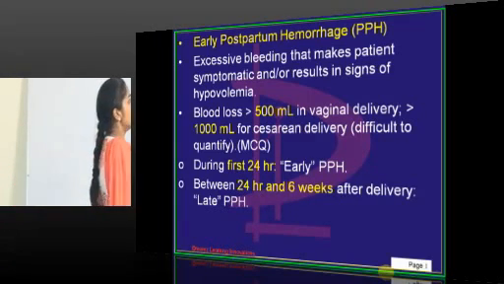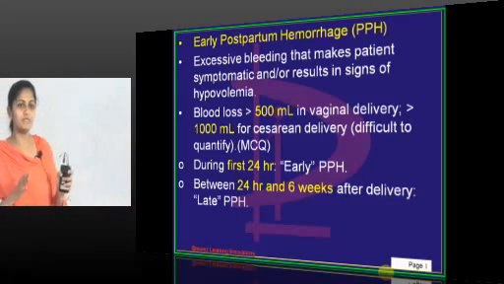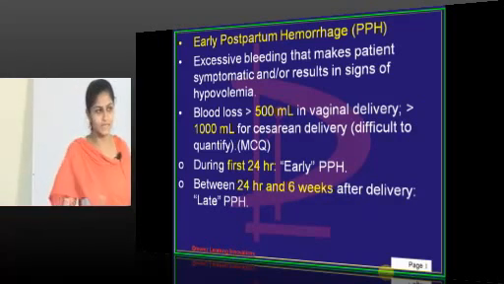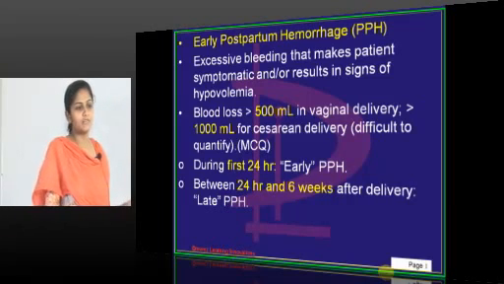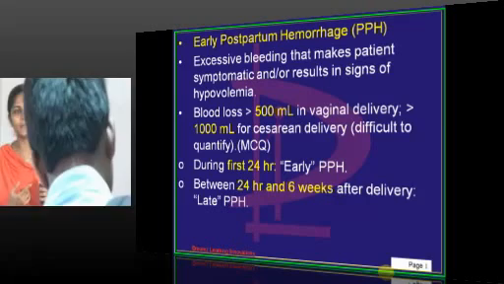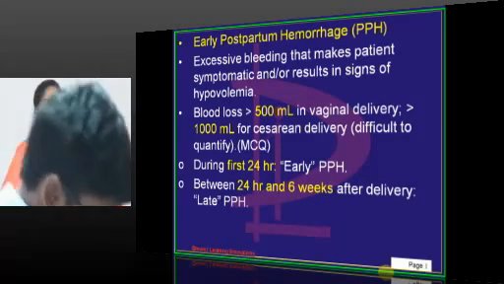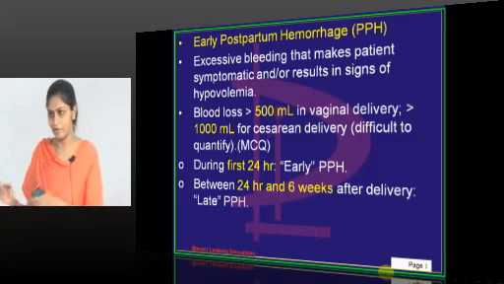Late means between 24 hours and 6 weeks after delivery. So within 24 hours the patient will be totally fine. Next day, if you come and check the patient, the patient will be in a pool of blood. So that is called late PPH: early PPH and late PPH. Why do we divide it like this? Because the causes of early PPH are different from late PPH.